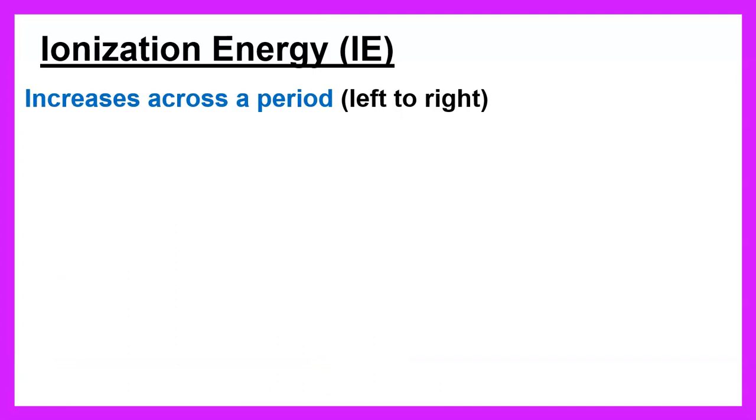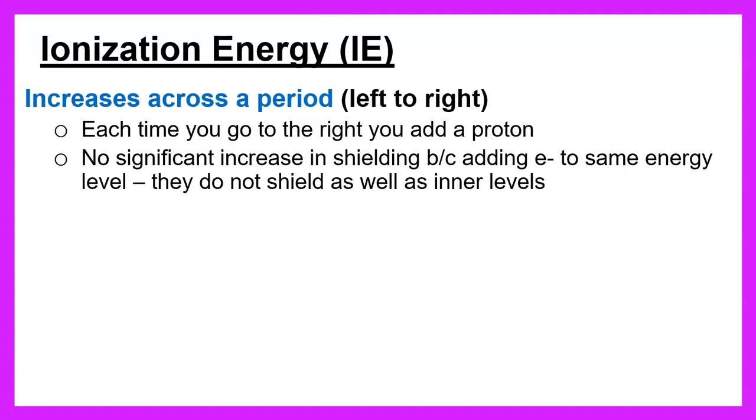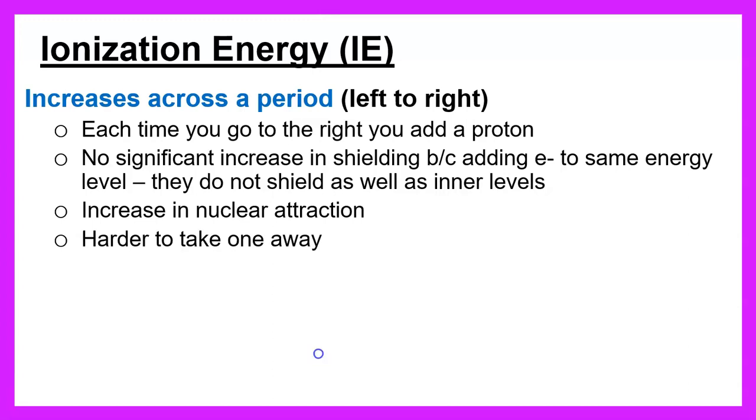Now, people tend to make fewer mistakes on all the other patterns compared to radius. Radius is the one where they mess up a lot. But we do want to still be careful with our reasonings for ionization energy. You can't just say, more effective nuclear charge. You have to give a full bullet point, connect all the dots type of an answer. So each time you go to the right, you add a proton. You don't have more shielding because you're adding electrons to the same energy level and they don't shield as well, which is increased nuclear attraction, which makes it harder to take one away, which yields an increased ionization energy.